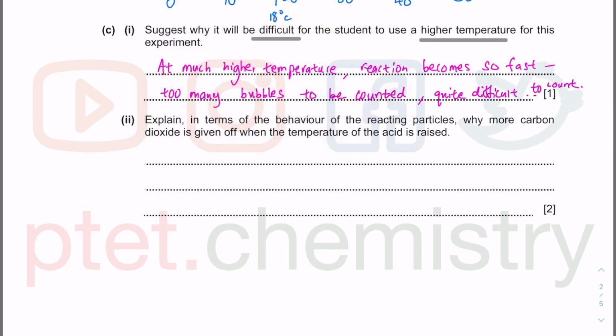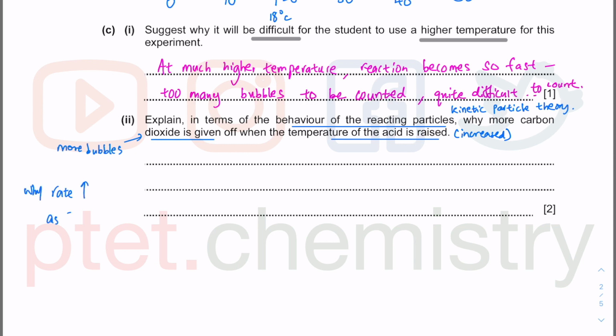Okay, now the next thing is basically asking you in terms of the behavior of the reacting particles. So this is kinetic particle theory. Kinetic particle theory is a year 9 topic. Basically, what happens to the particles as you increase, raise, meaning increase the temperature, it means it goes higher. Why do you get more carbon dioxide given off? Meaning to say more bubbles, meaning more gas and therefore more carbon dioxide. This question is about why rate increases as temperature increases. This is the same as in the other work, as in the syllabus, as in the lecture tutorials.